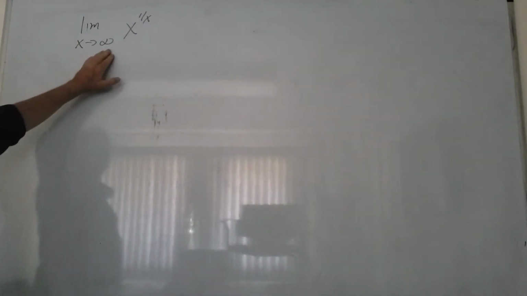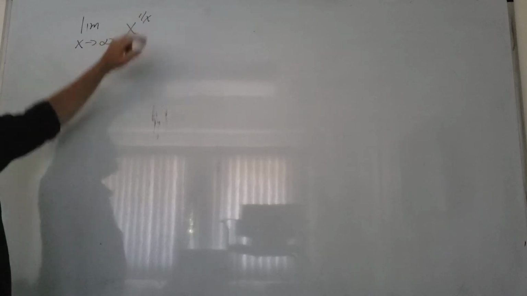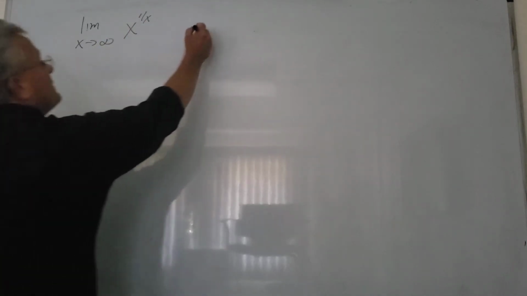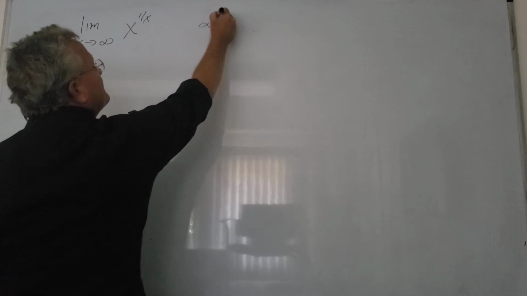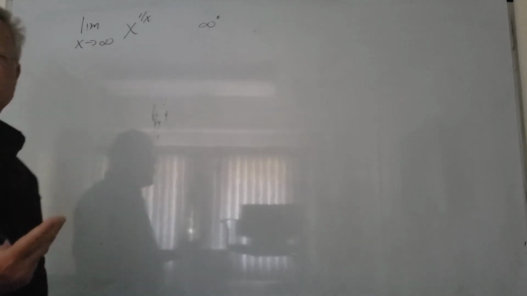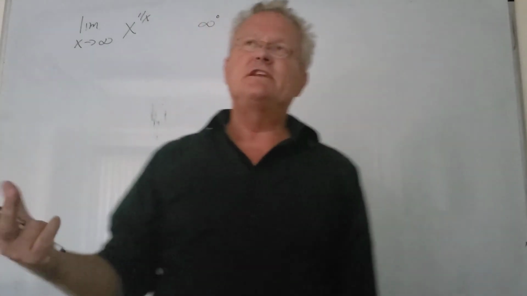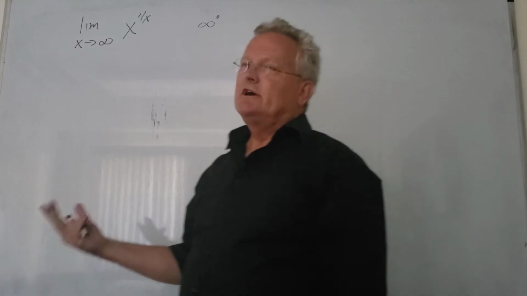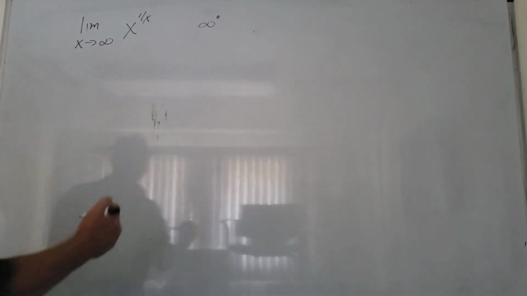Okay, so here we're going to do this limit. Notice when we plug in infinity, we get infinity raised to the 1 over infinity, and 1 over infinity is essentially 0. So this is the indeterminate form of infinity to the 0. Whenever you have these indeterminate forms of 1 to the infinity, 0 to 0, infinity to 0, whatever, the procedure is pretty much the same.